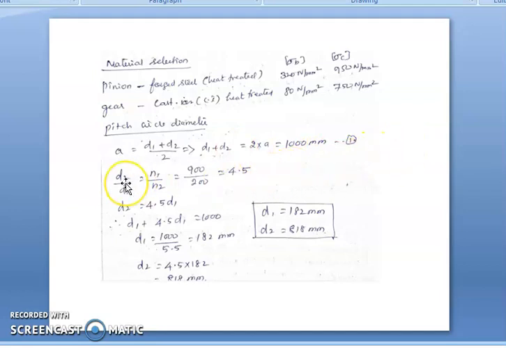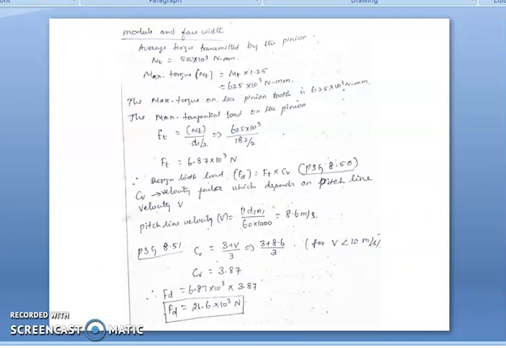Then the speed ratio is also given. So by using this, d2 by d1 is equal to 4.5. By using these two equations and solving, finally we get D1 equal to 182 mm and D2 equal to 818 mm. Then, the module and face width.